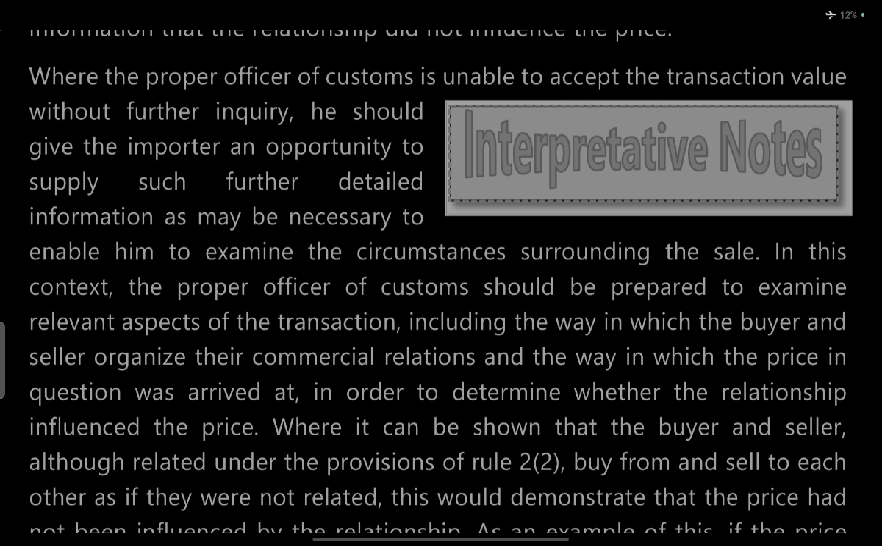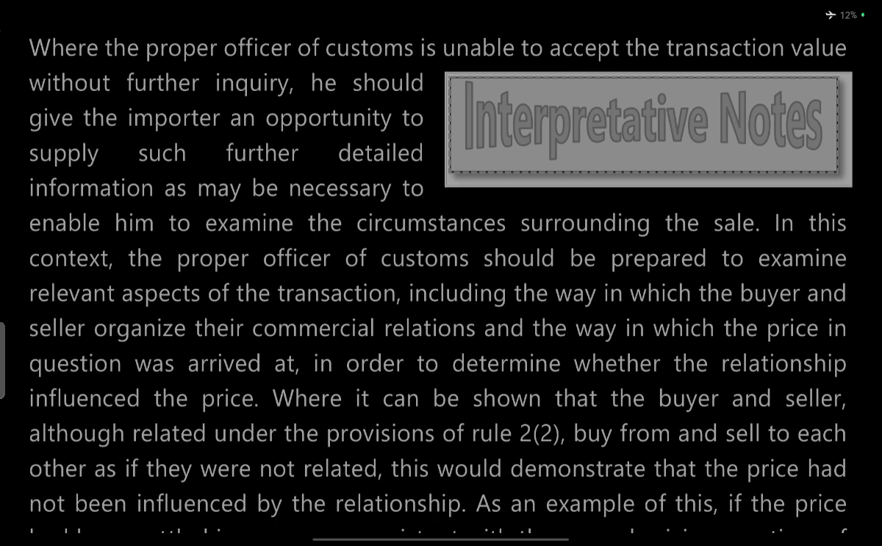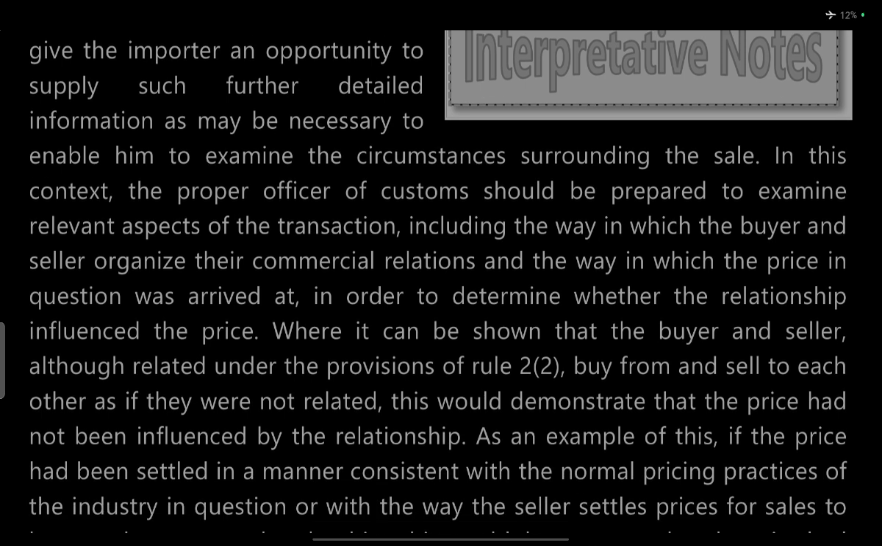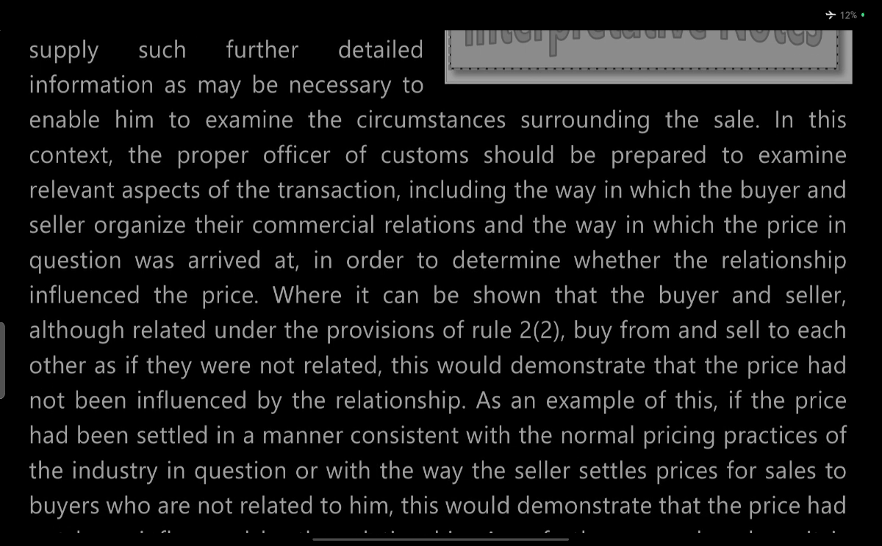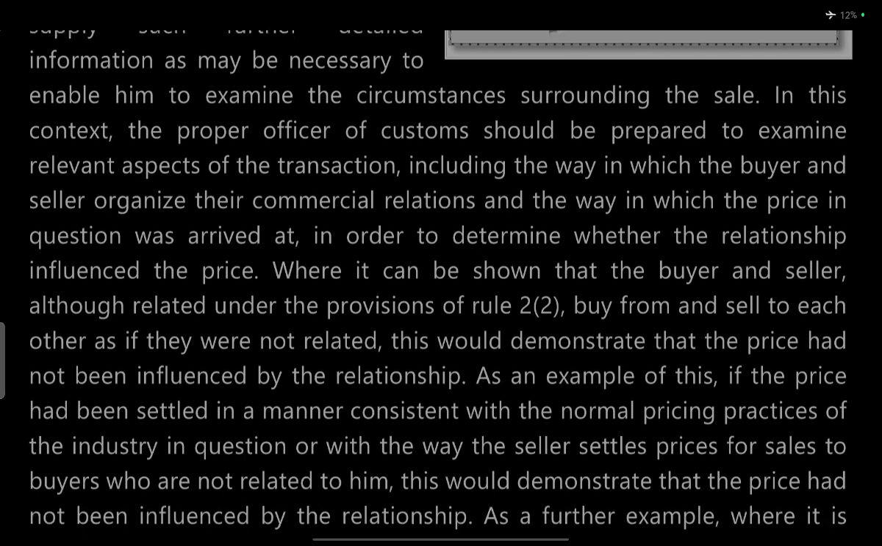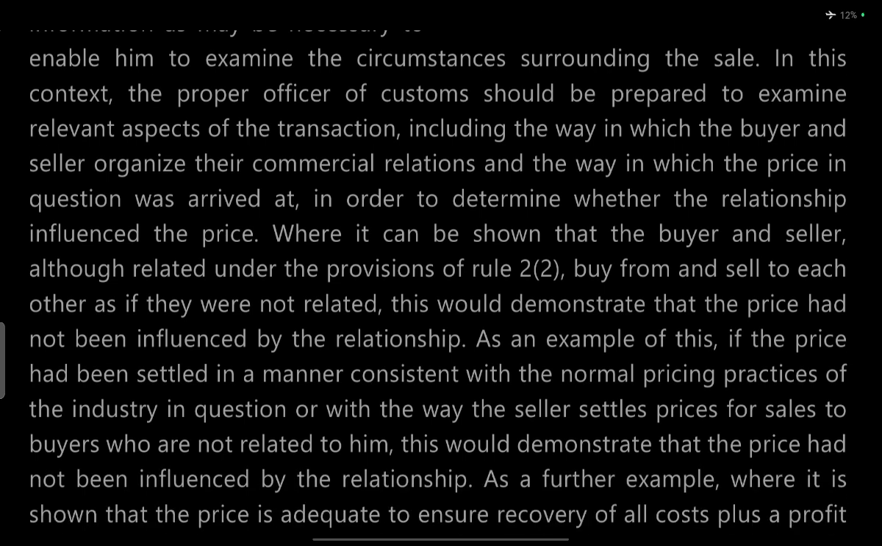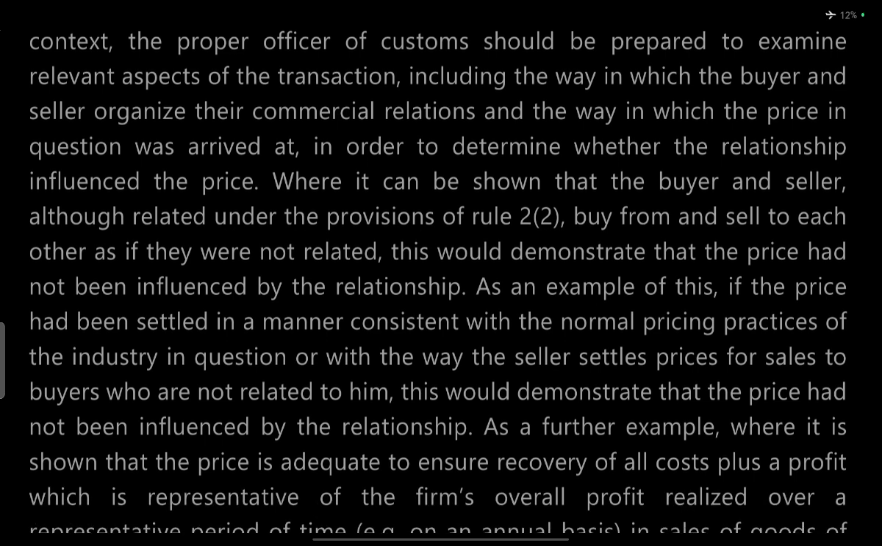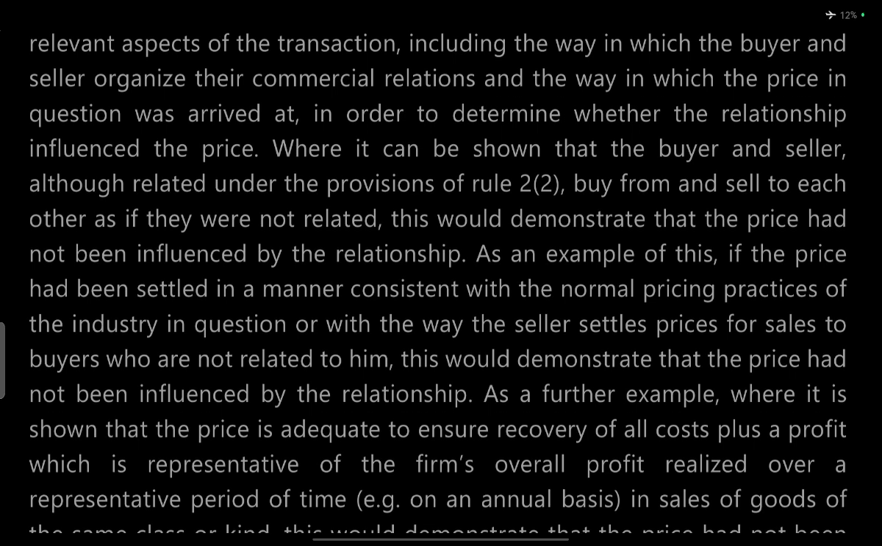In this context, a proper officer of customs should be prepared to examine the relevant aspects of the transaction, including the way in which the buyer and seller organize their commercial relationship and the way in which the price in question was arrived at, in order to determine whether the relationship influenced the price. If it can be shown that the buyer and seller, although related under the provisions of Rule 2a, buy from and sell to each other as if they were not related, that would demonstrate that the price has not been influenced by the relationship.